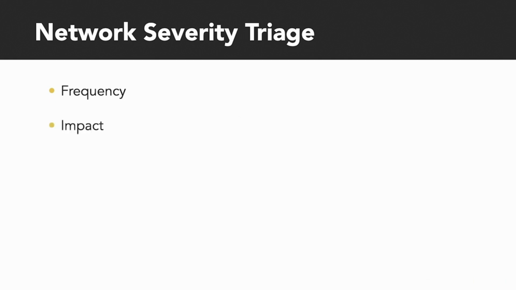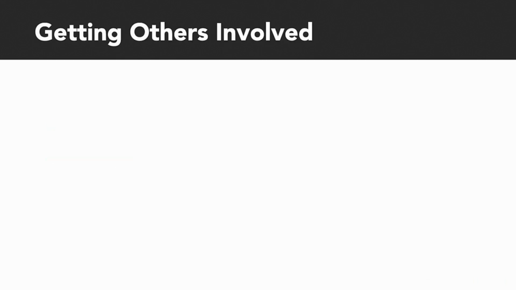The impact of the problem. Once you find out the frequency, then you can see what the impact is. Will it be easy or difficult for the users to overcome? And also the persistence of the problem. Is it a one-time problem that users can overcome once they know about it, or will users repeatedly be bothered by the problem? Many times we're going to need to get others involved.